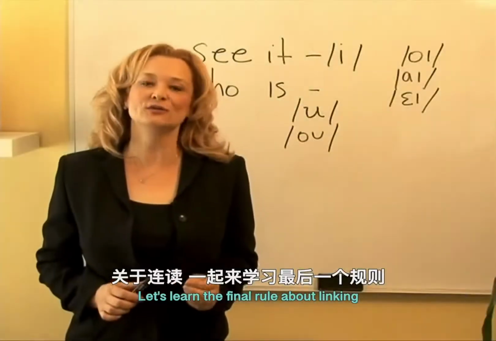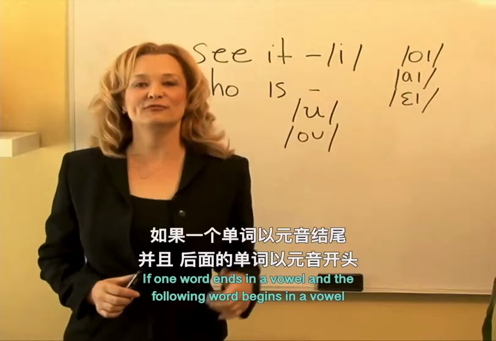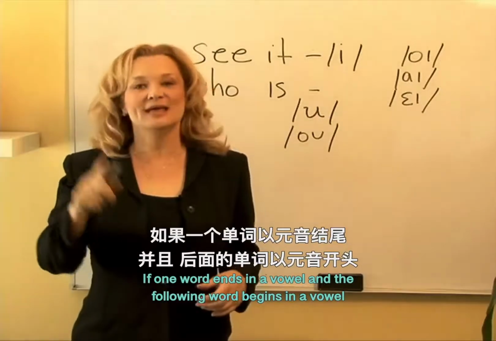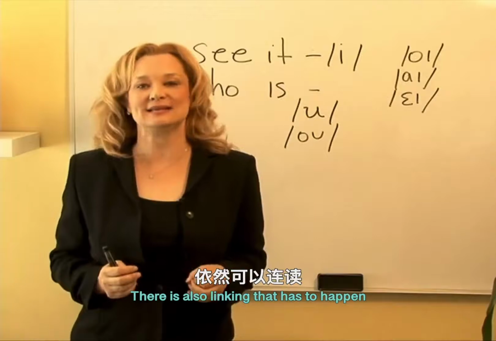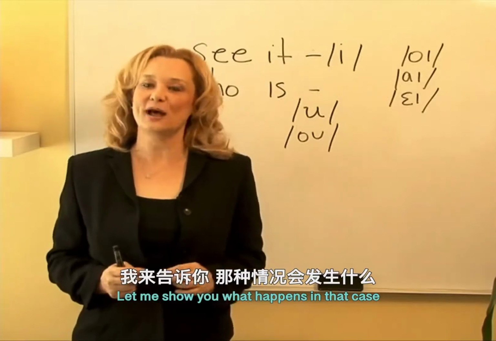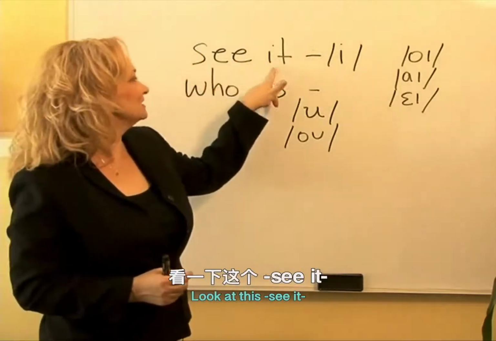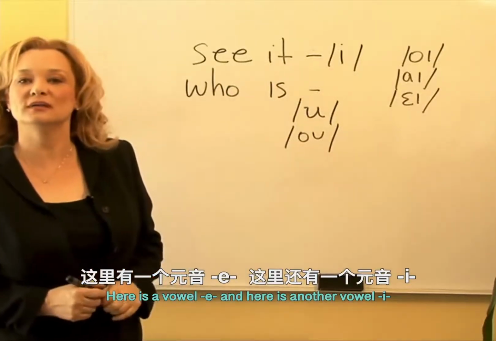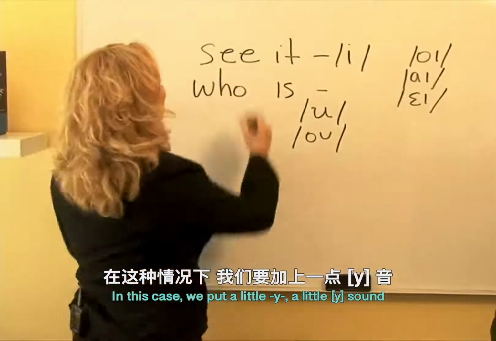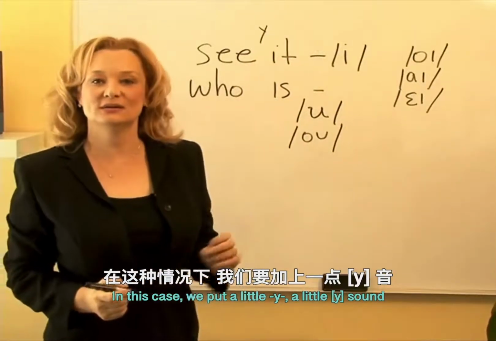Let's learn the final rule about linking. Linking vowel to vowel. If one word ends in a vowel and the following word begins in a vowel, there is also linking that has to happen. Let me show you what happens in that case. Look at this, see it. Here's a vowel, E, and here's another vowel, it. In this case, we put a little Y sound.